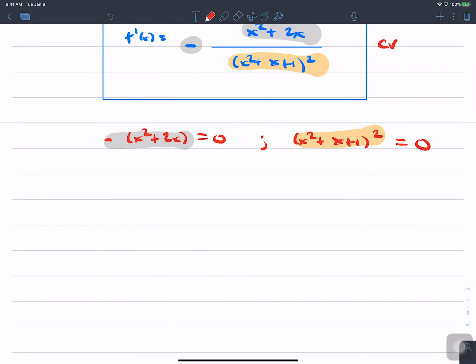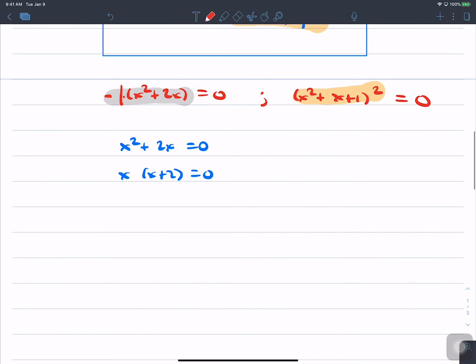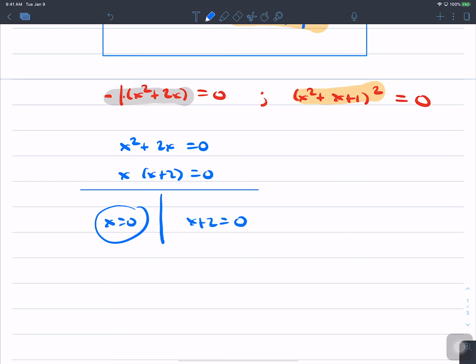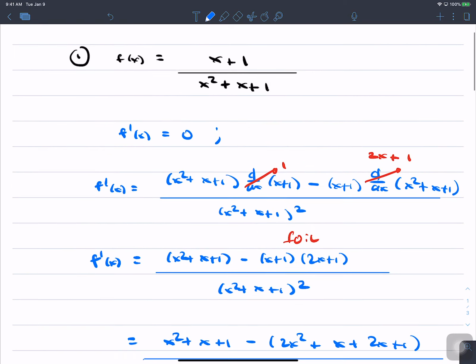Okay, so we're going to have to solve two equations here. So this means I have x squared plus 2x equals 0. I can factor, right? I can actually divide both sides by that negative 1 here. So sometimes people say, what'd you do with that negative 1? Well, divide both sides by it, I guess. And you're going to end up with x is 0, x plus 2 is 0, or x is negative 2. So these are two critical values. Go back and double check here.